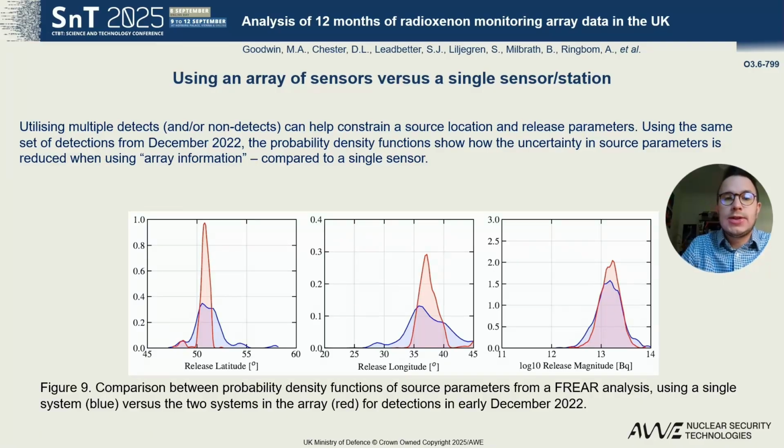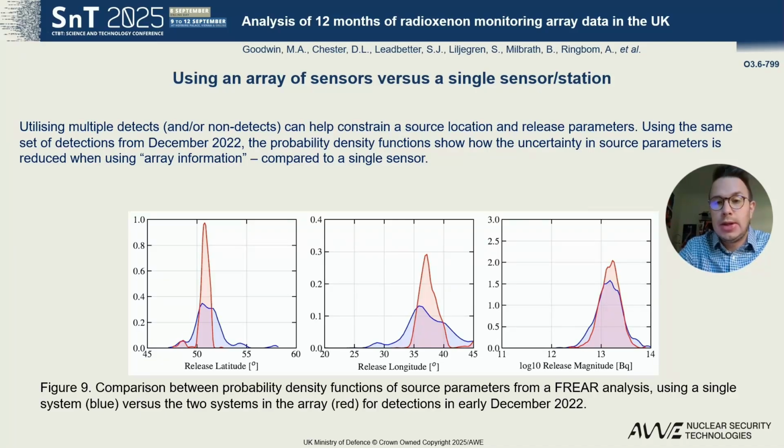This, of course, leads us to consider whether there are benefits in terms of source location and attribution of using an array versus a single sensor or single station like we have on the IMS. So using multiple detects and/or non-detects can help constrain a source location and the release parameters. Using the set of detections from December 2022, which I've just shown you, the probability density functions show how the uncertainty in source parameters is reduced when using array type information, and this is compared to a single sensor.